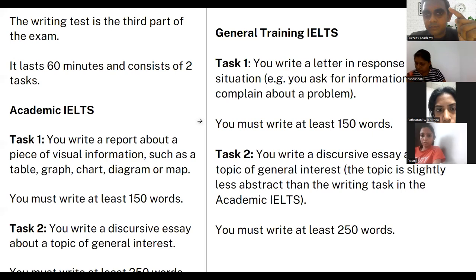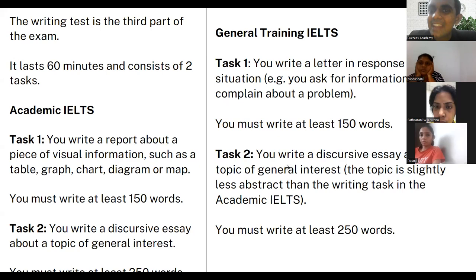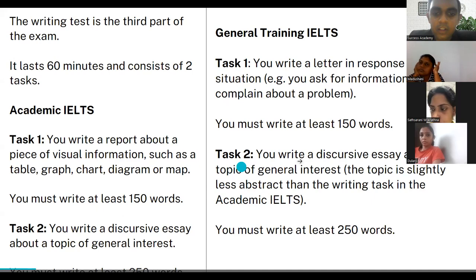Now, just to give you an idea, the writing test has two parts only. Someone had asked in the group, what do you do about writing part 3 and 4? So I think that was a mistake. Writing only has two parts, part 1 and part 2. Part 2 is the same for academic and general. It's an essay. Right? You have to write an essay. So both, it's the same, general or academic. Task two, you have to write an essay.